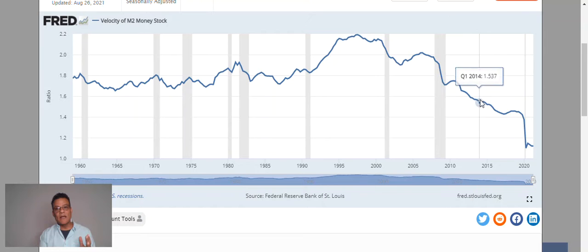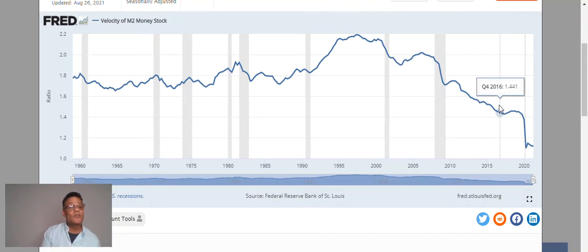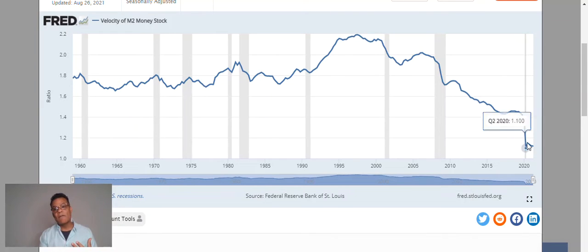This decline in the velocity of money value is correlated to the amount of money that's been printed since 2009. All of the quantitative easing and the stimulus packages are being seen here by a decline in value. When 2020 hit, coronavirus shut everything down, and that value dropped all the way down to 1.1. It spiked a little bit at the end of 2020 around Q3, and now at the end of Q2 2021, the velocity of money is 1.1.